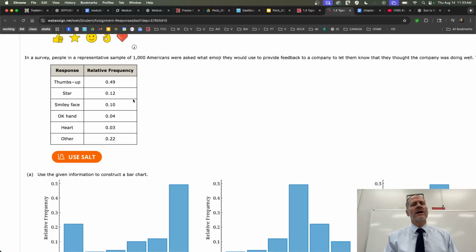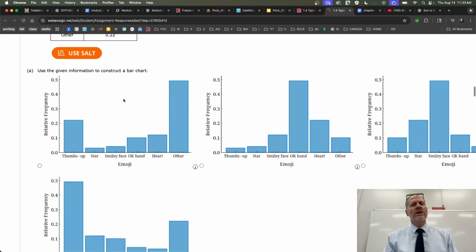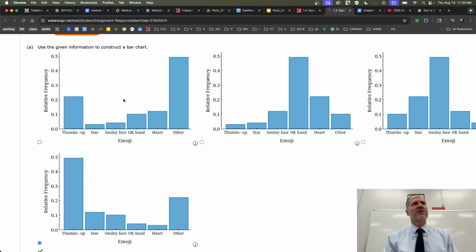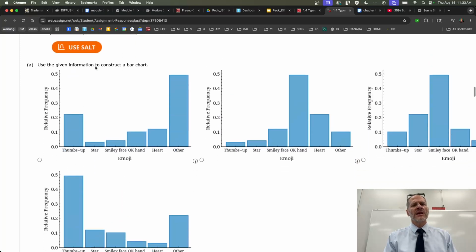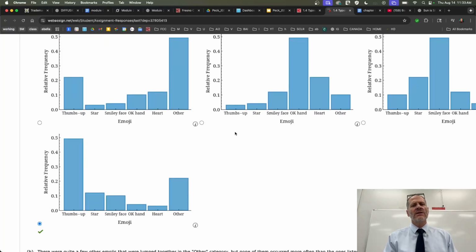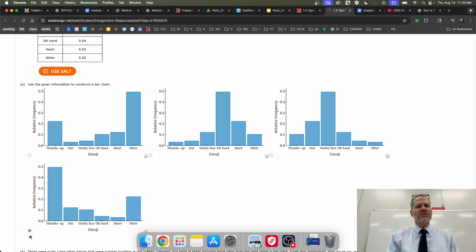So here we're saying, okay, based upon this relative frequency distribution, which bar chart is the correct one to describe that? And we know that 49% of people like thumbs up. So I just looked at thumbs up here, and I looked for a thumbs up that's at 49%. This is the only one. I'm like, that's it. And it gave me the right answer. Okay? So that's how you can do that.